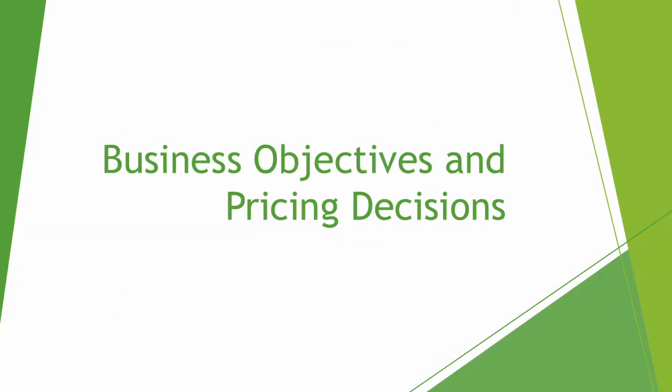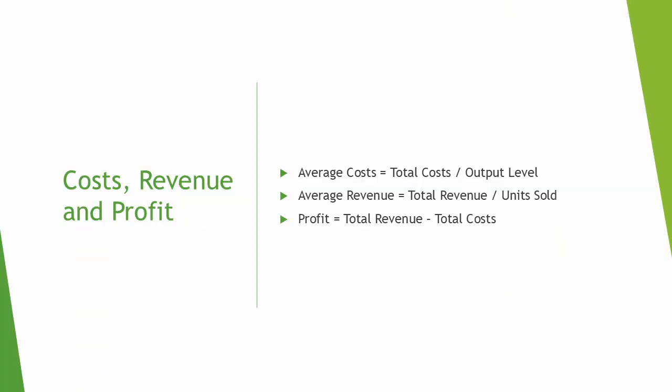Business objectives are affected by costs, revenues, market conditions, competition, and the aims of the owners. Pricing decisions are affected by costs of production, level of demand, competition, and the objectives of the business. The impact of objectives on pricing strategies is that businesses choose prices that best support aims such as profit maximization, growth, or market share. Average cost is calculated by dividing total costs by the level of output.